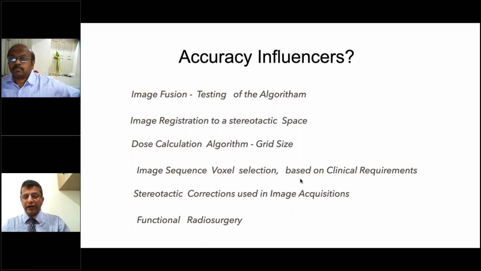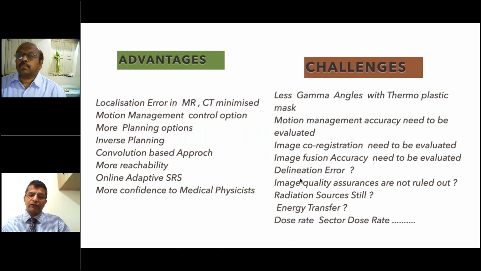So what are the accuracy influences in the current practice of Gamma Knife? Image fusion or co-registration, the image registration algorithms, the dose calculation algorithms, or the image sequence or voxel selection. So this is based on the clinical experiences, we can say. Stereotactic corrections used in image acquisitions are also very important, especially for functional radiosurgery.